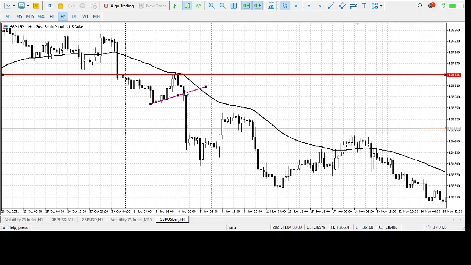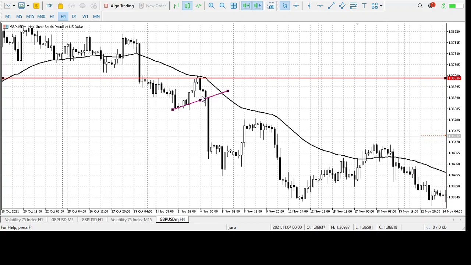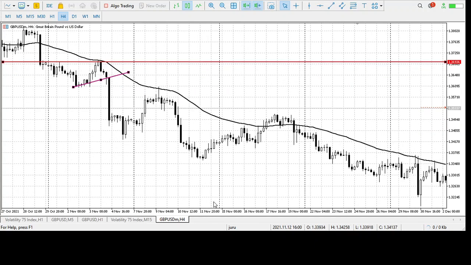So as you can see, we had our entry here. You can enter here, and then your stop loss will be here on the previous high, or above the moving average. So let us go now to this scenario.